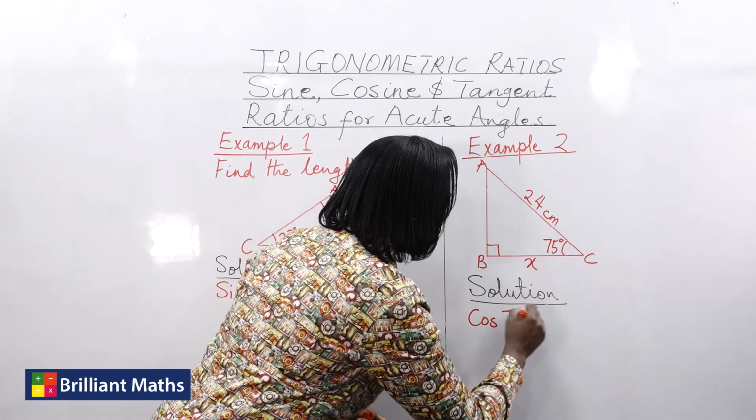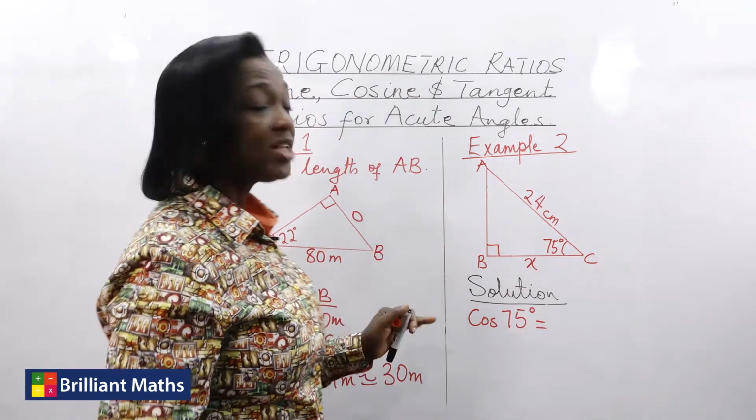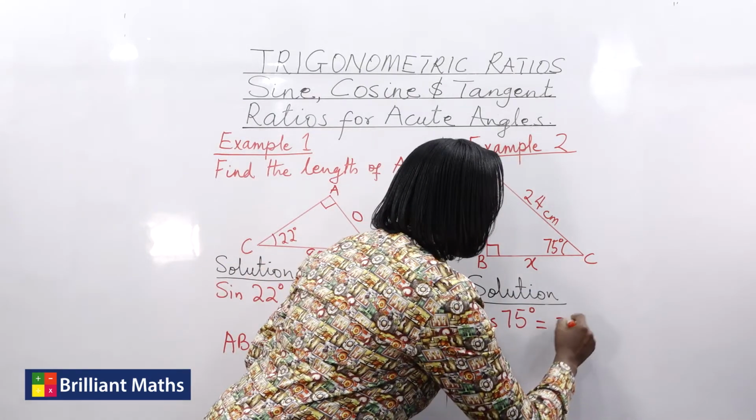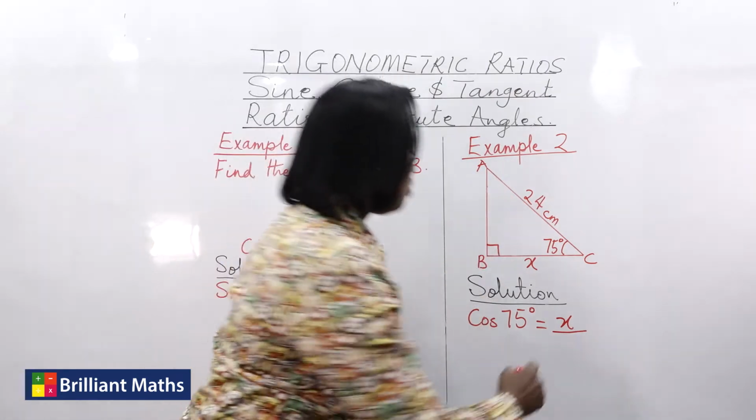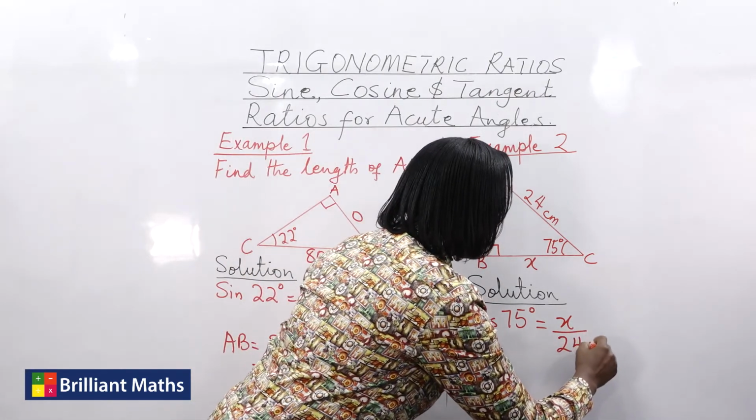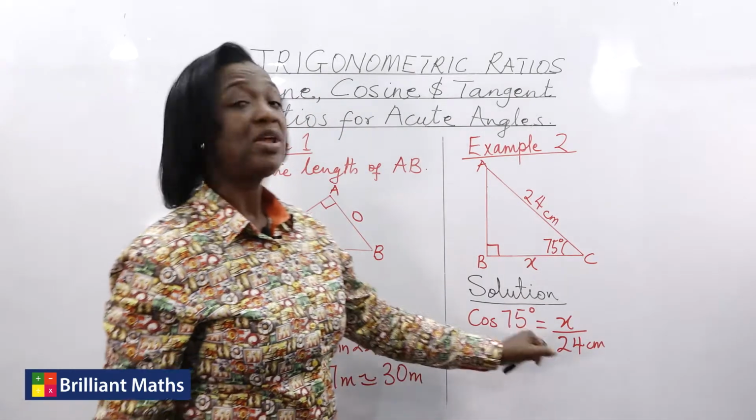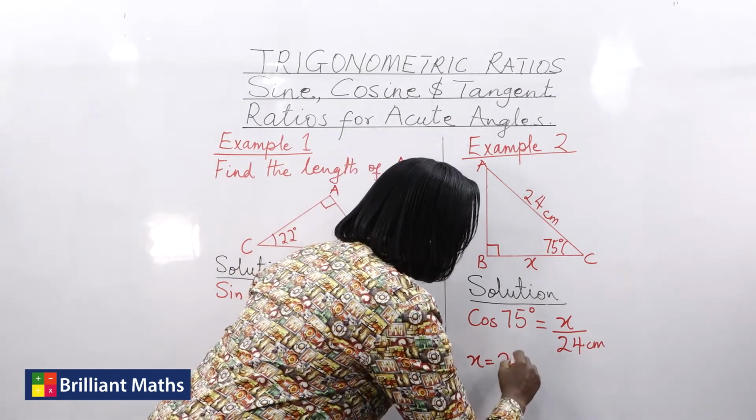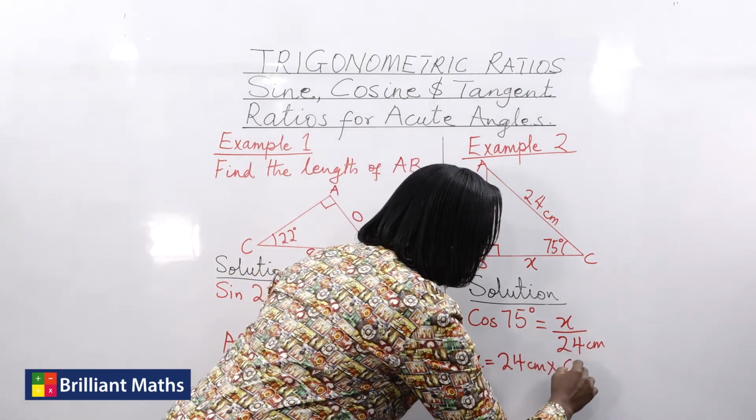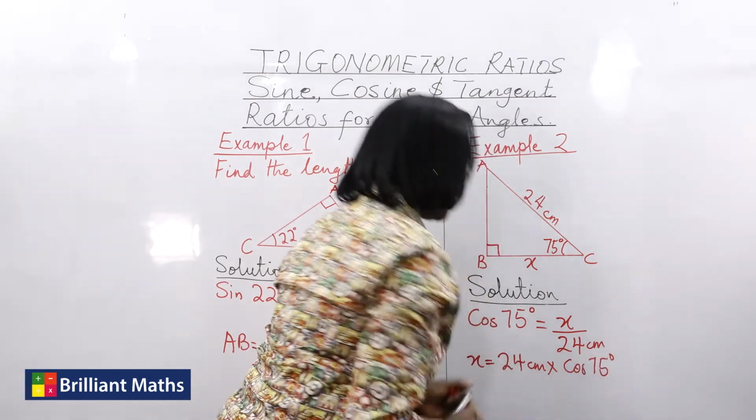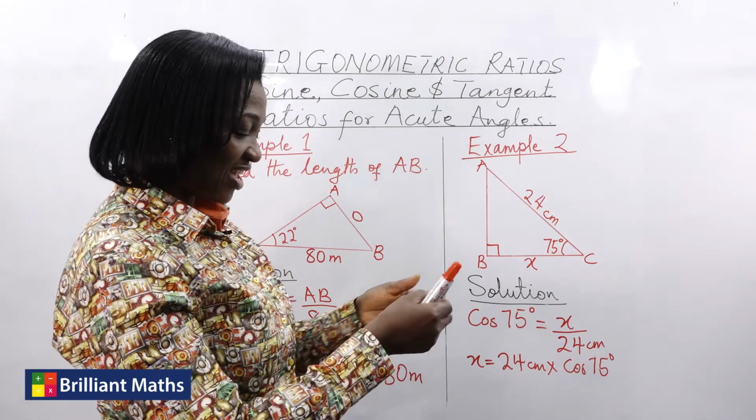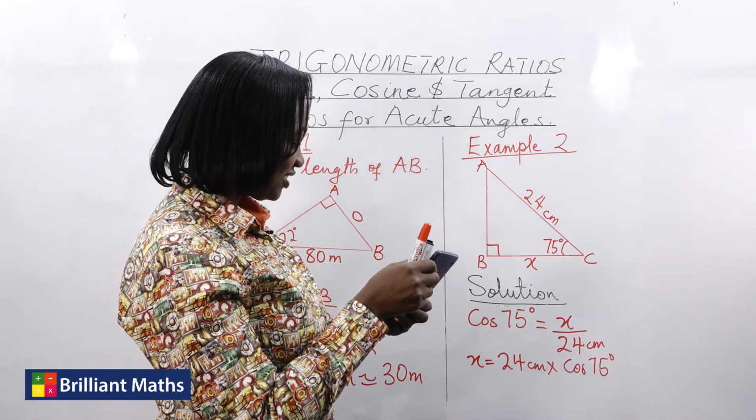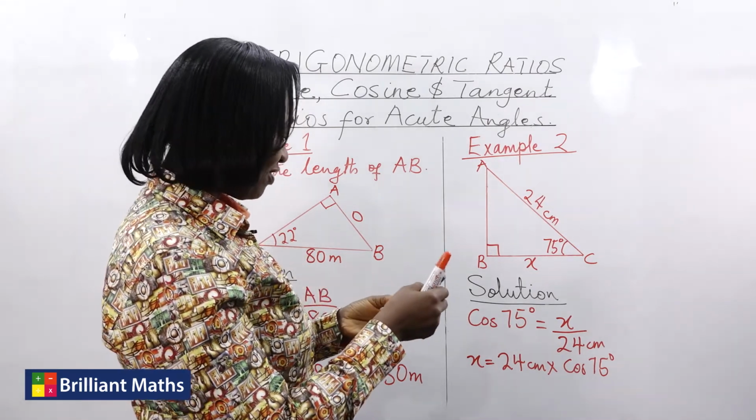So cos 75 degrees, we know that cos is adjacent over hypotenuse. So that is our X over 24 centimeters. So again, to find X, we simply cross multiply. So X is equal to 24 centimeters times cos 75 degrees. So we take out our calculator and we input 24 times cos 75 degrees.